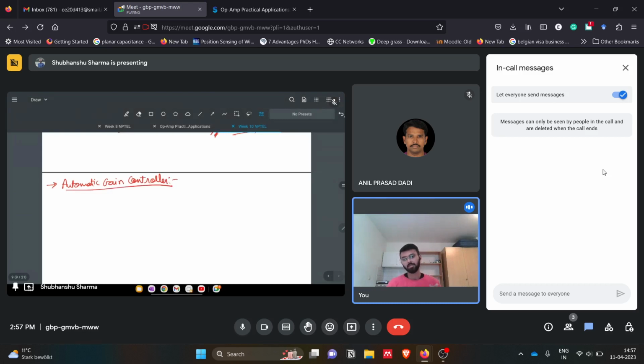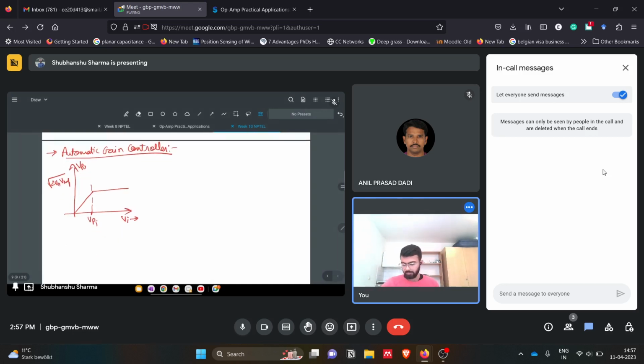So in this automatic gain controller, as the name suggests, it will control the gain, basically maintaining the output of the op amp as a constant term. So it has characteristics like this. This is the threshold voltage, which we can say VPI. After this, if the input voltage is increased, there will be no fluctuations in the output, and this output is given by 2 V reference.